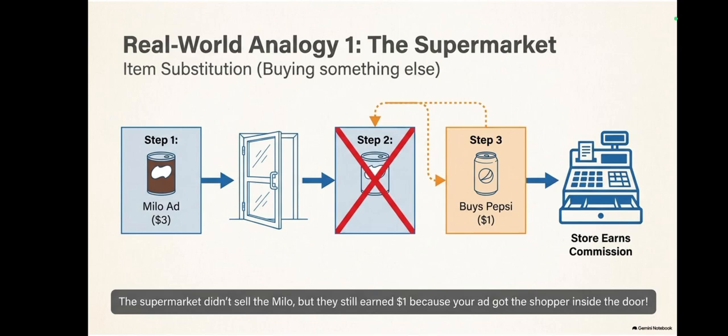Maybe today your regular customer is not in the mood and wants to drink Pepsi instead, so he goes and buys the Pepsi, which is $1. The store will still earn money, the $1 purchase that your customer buys for Pepsi instead of the Milo. Why? Because your ads got the shopper inside the door of the supermarket. You attracted someone to go to your store, then they buy something else inside instead of the exact item, and you're still going to get the money. This is what we call item substitution, buying something else.